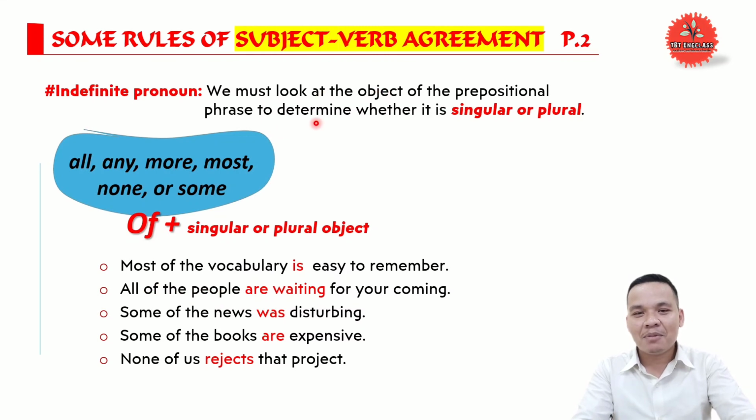Look at the object of the prepositional phrase to determine whether it is singular or plural. So this one is singular, this is plural, also plural.